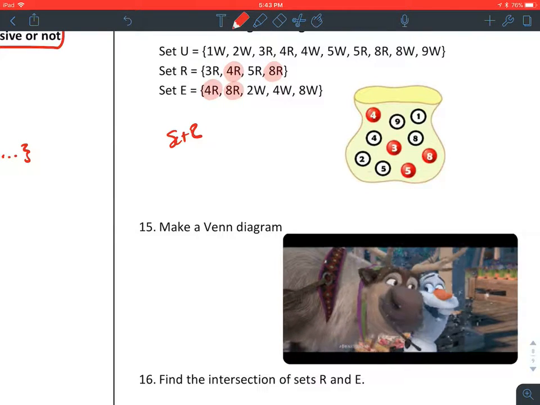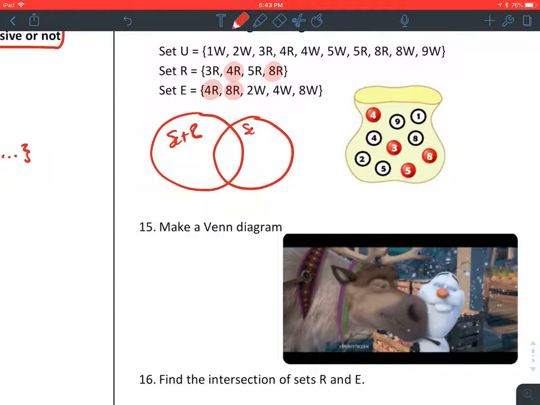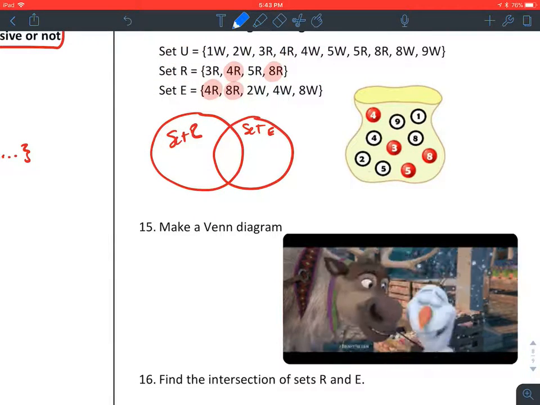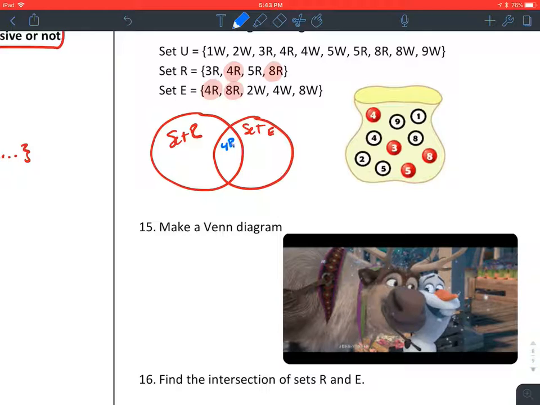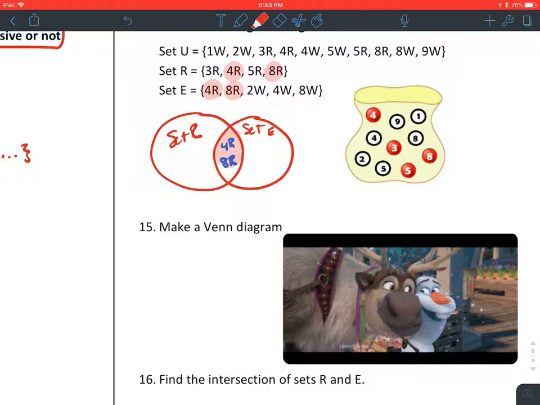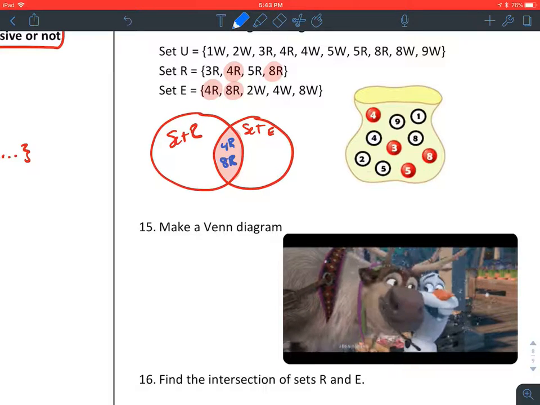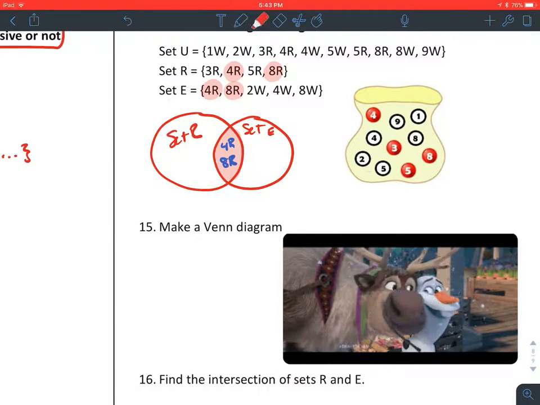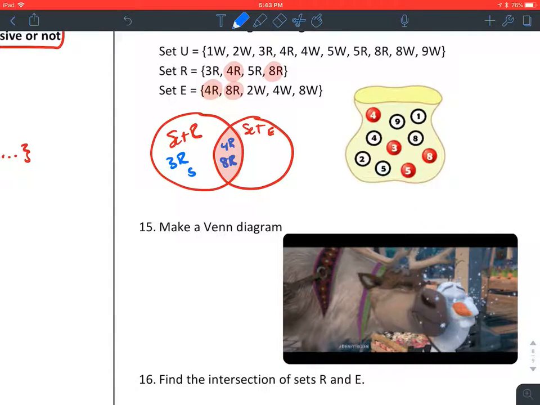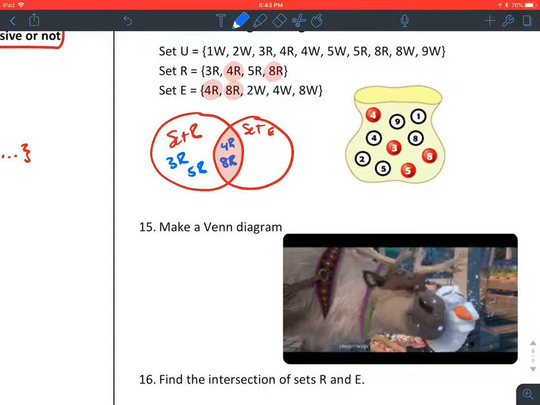So when we draw set R, and then we draw set E, they need to overlap. The overlapping part is called the intersection. 4R and 8R is shared between both sets. What you see here shaded in red is the intersection. So in set R, which once again is this whole circle, I have to also include a 3R and a 5R. I don't need to put the 4R and 8R because that's already in that set. It's just shared with E.